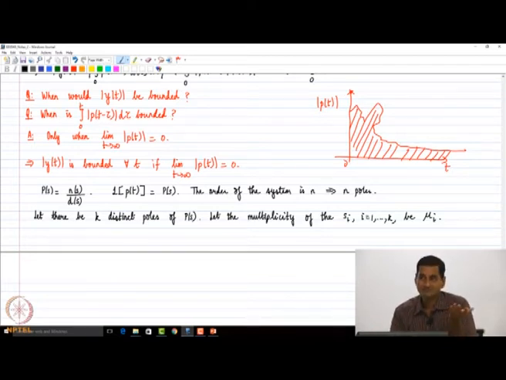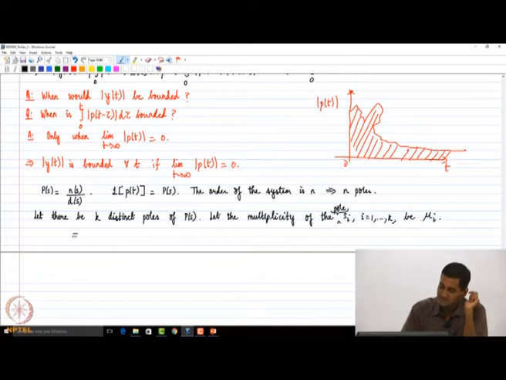That's also okay. In a few examples we would have seen that the poles were distinct, with no repeating poles, but there can be repeating poles also. We are just doing the generic case. I am saying let there be k distinct poles, k being less than or equal to n, and let the multiplicity of the pole s_i be mu_i. What is meant by multiplicity? The number of times it repeats. If it is non-repeating, the multiplicity is 1.